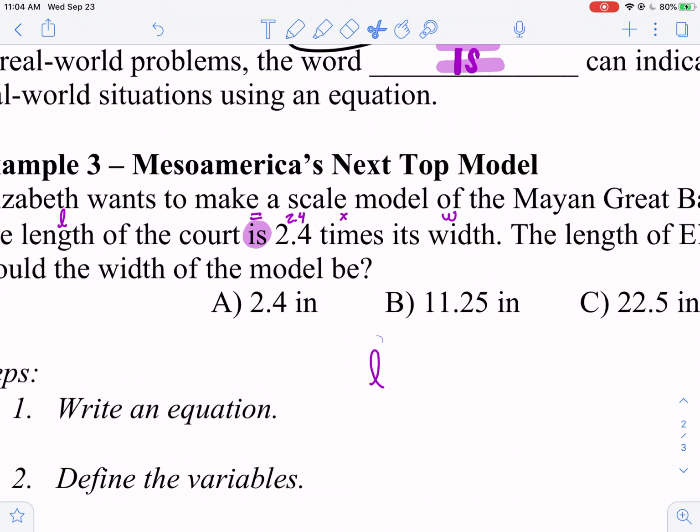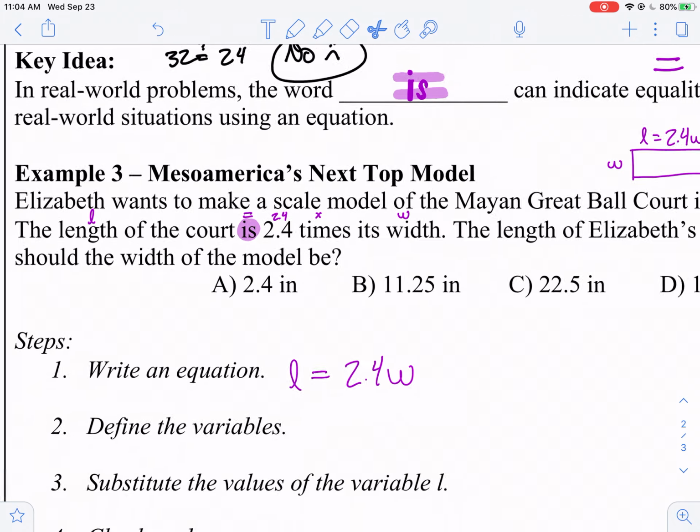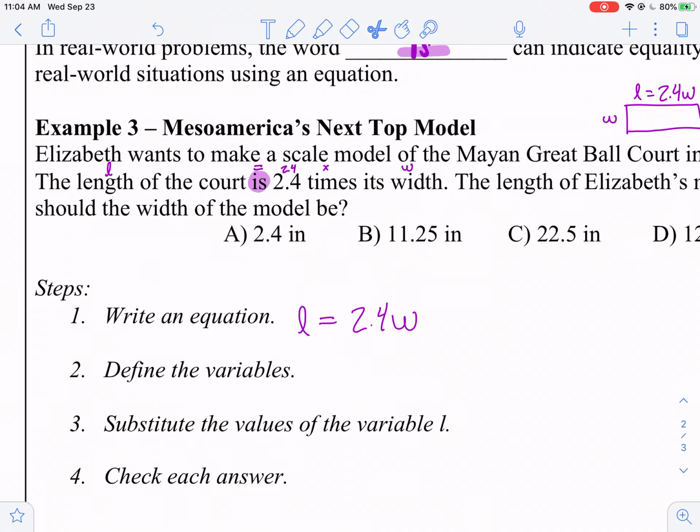Oh, it says, hey, write an equation. Nice. We'll write it right there. L equals 2.4 times W. By the way, this times symbol is optional, so you can just do it like this, if that's neater for you. Now where it says define the variables, we need to say, hey, what does L stand for? What does W stand for? So we say L is the length and W is the width.